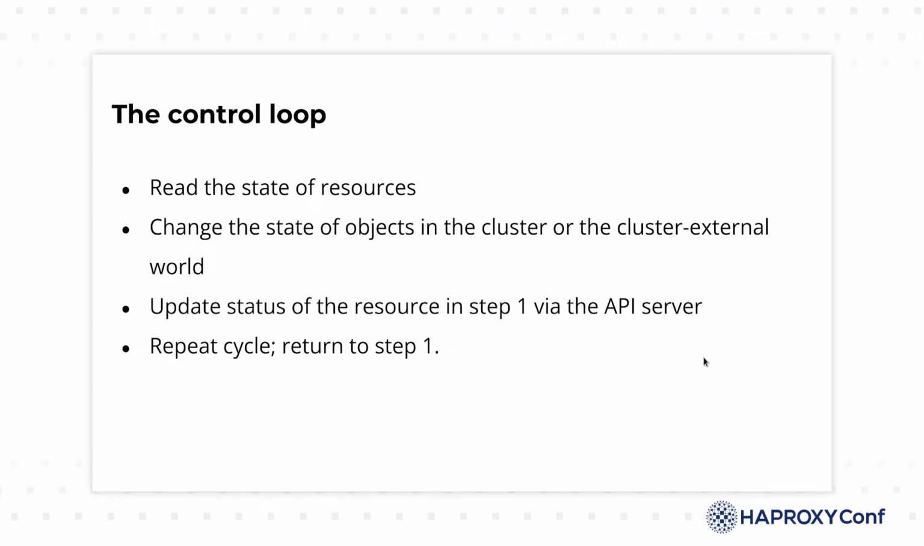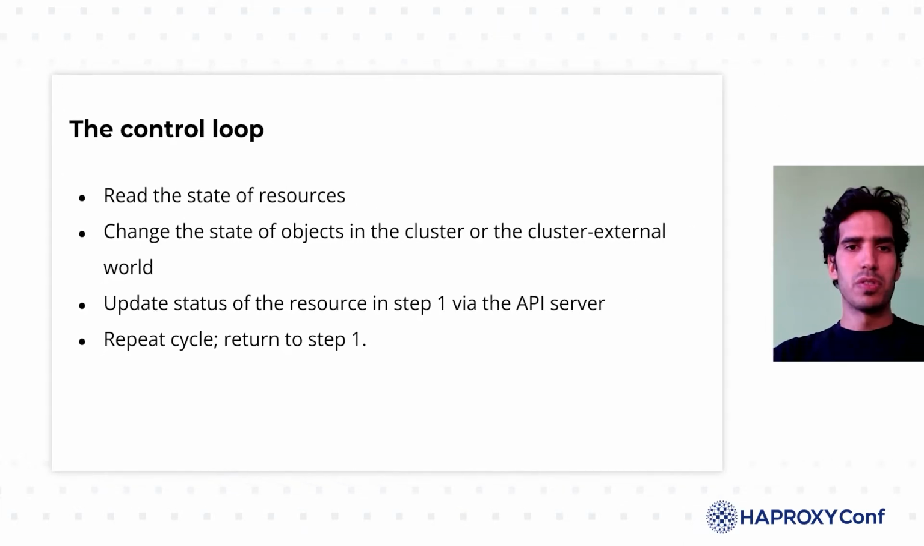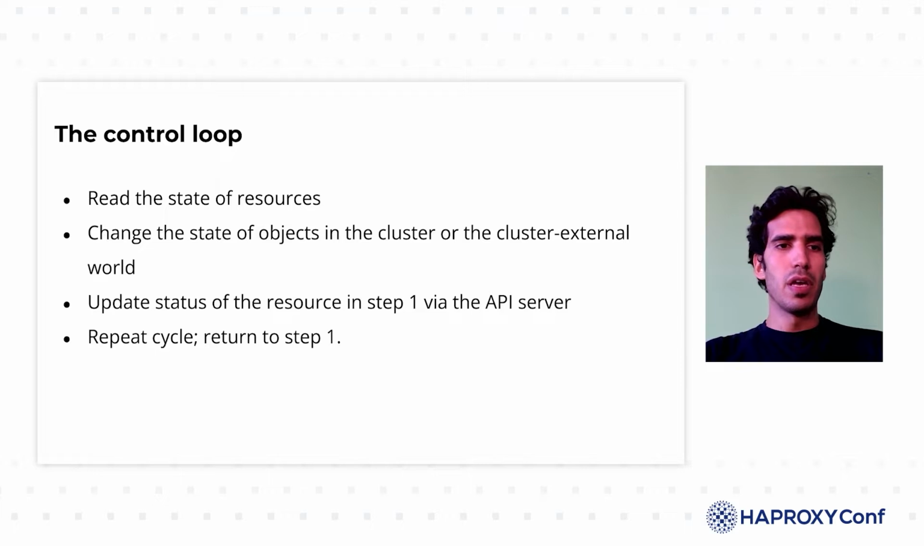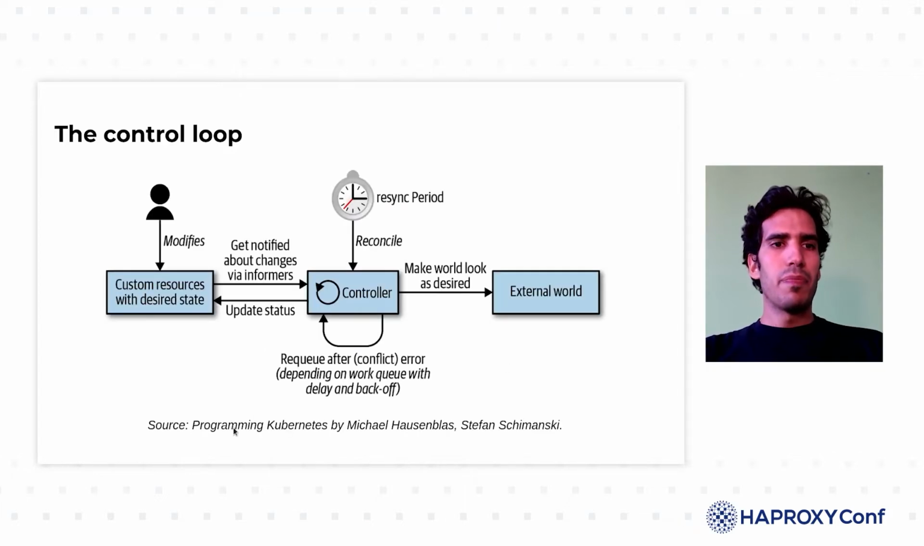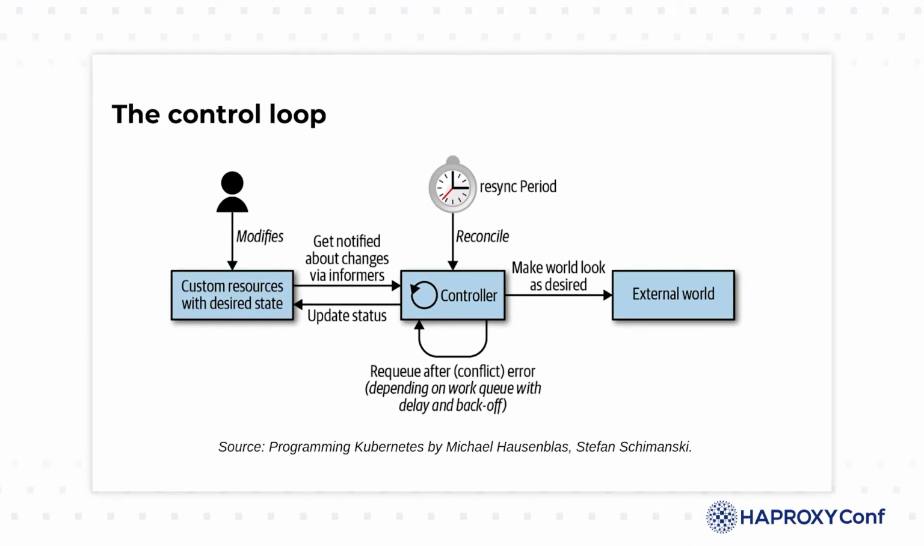A Kubernetes controller implements what we call a control loop. This is about watching the state of Kubernetes resources and acting accordingly, then updating the status of these resources if need be, and repeating this cycle. This diagram depicts the control loop, so we can see the controller getting notified about changes of Kubernetes resources describing the desired state, and each resync period, the controller will reconcile the external world to make it look as required.